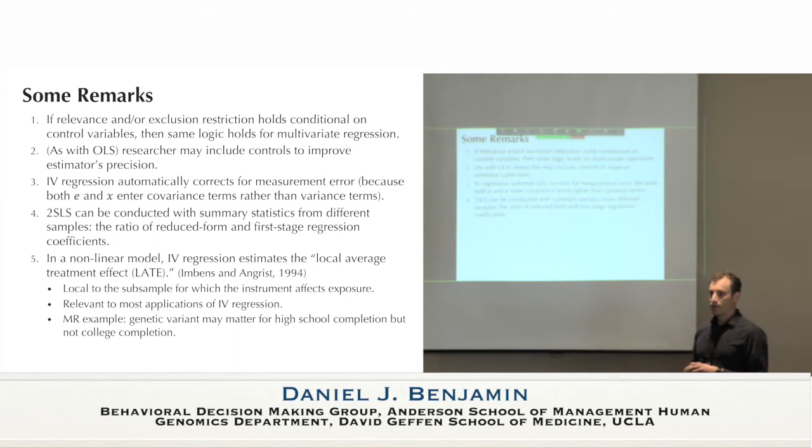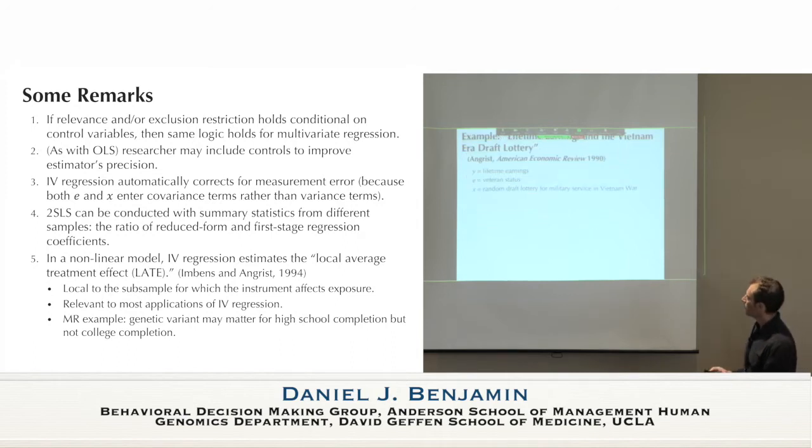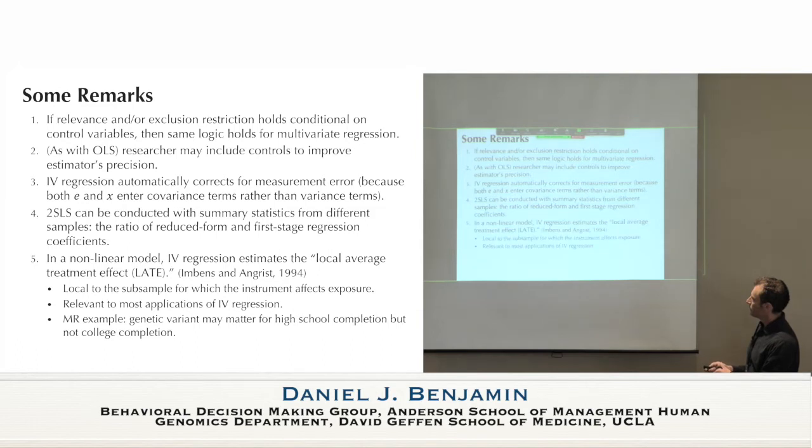So another comment is that two-stage least squares doesn't require that you have all the data in the same data set. You could do what's called two-sample instrumental variables, where you run the reduced form regression in one data set and the first stage regression in the other data set, and you take the ratio of the coefficients. And that works because we could think of the two-stage least squares estimator as this ratio of coefficients from two different regressions, and there's no reason these two regressions could not be run in different data sets. And that's going to be important when we come back to the use of Mendelian randomization in GWAS.